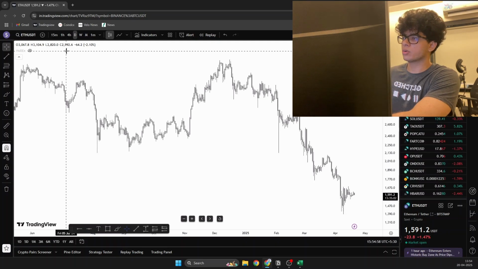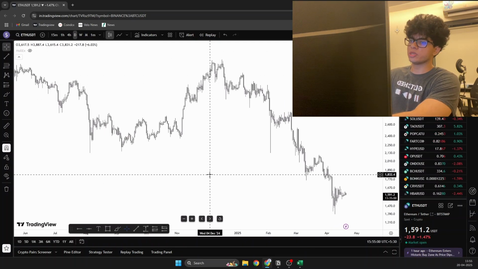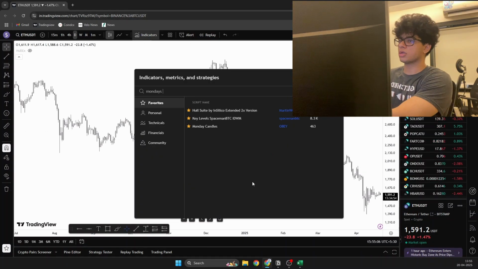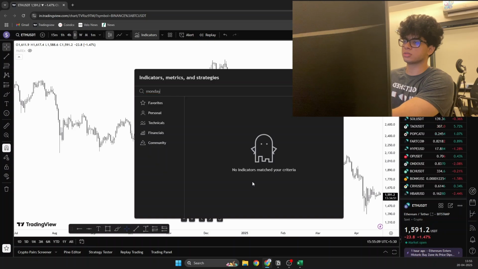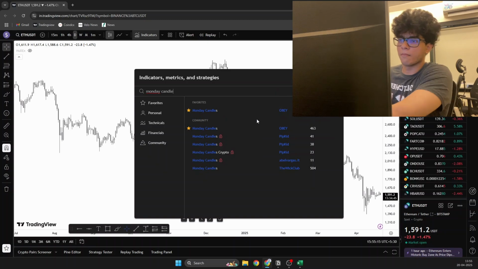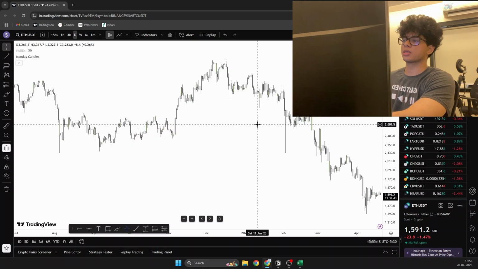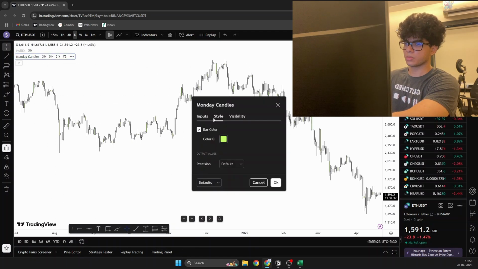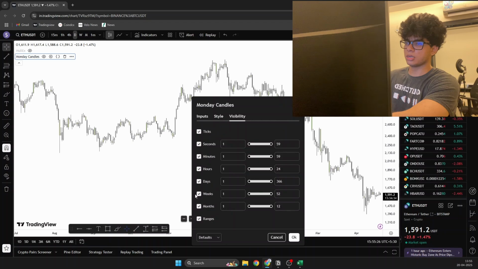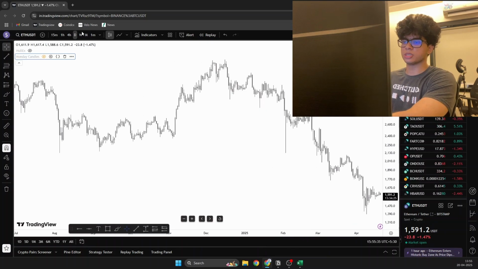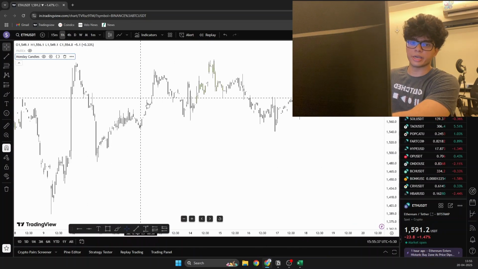So now, mapping out individual Mondays is kind of time consuming. So what you want to do is just go to indicators, type in Monday's candles, and pick this one, by O8E. Once this loads, I'll double click this, go to inputs and visibility, turn off weeks and days, and from hours turn it to 3, so that you can only see it on the 1 hour time frame, right?